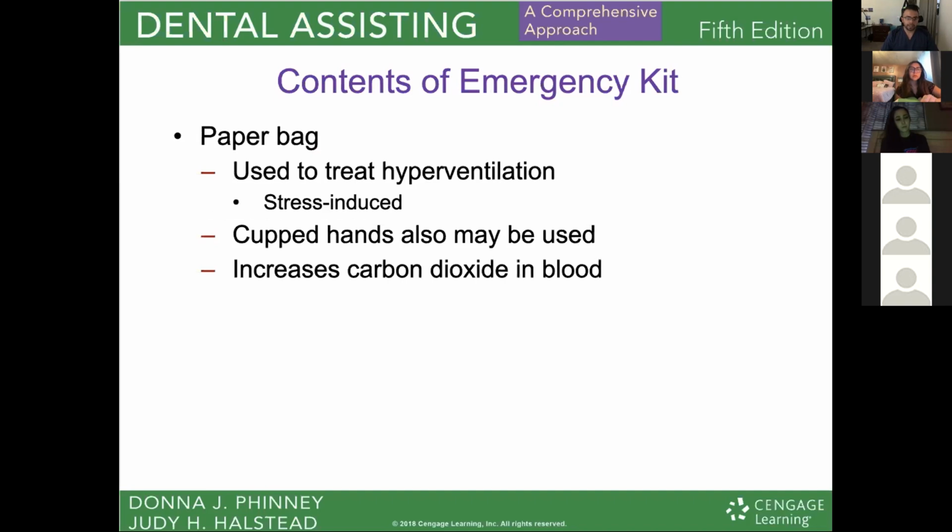Okay, a paper bag is used to treat hyperventilation. Hyperventilation can be caused by stress or anxiety. And for this, you want to have the patient breathe into the paper bag. If you don't have a paper bag, cupped hands may be used, so you can have them breathe in and out of their hands. What this does is it increases the carbon dioxide in the blood, and it'll help to relieve that hyperventilation to get the patient more calm, so basically they don't pass out.